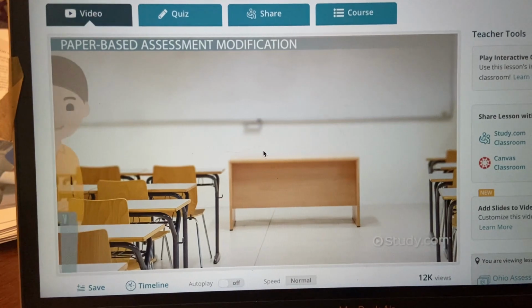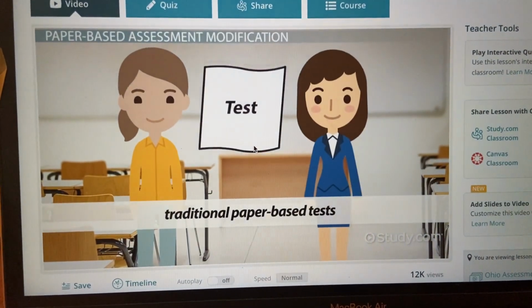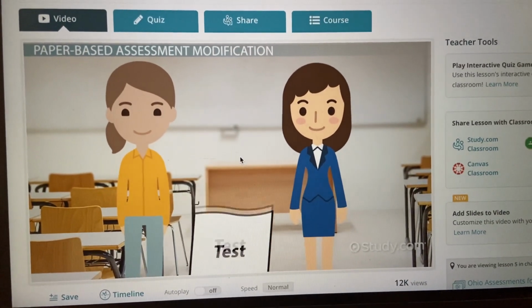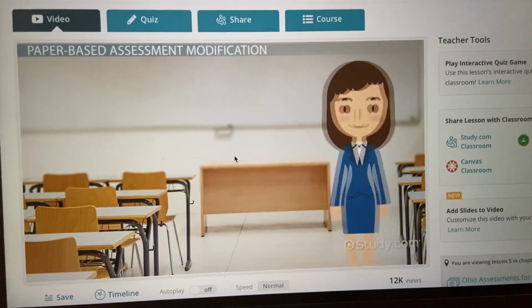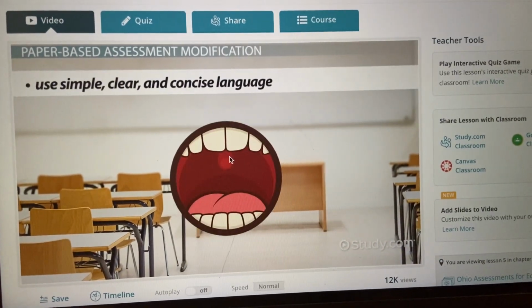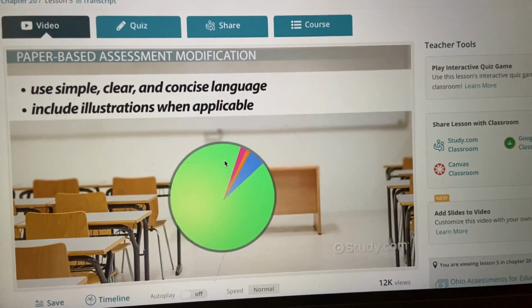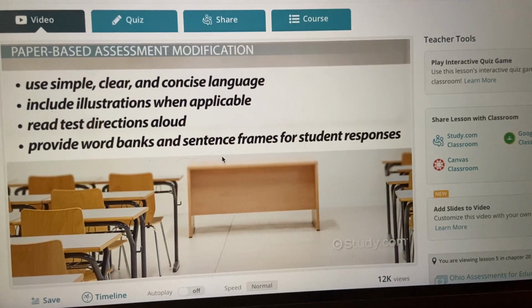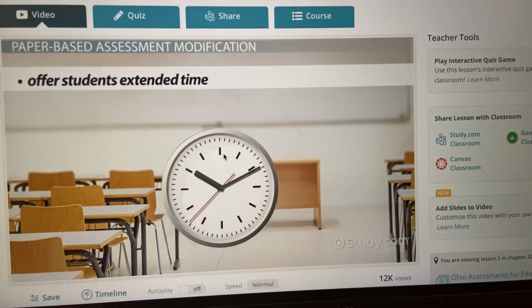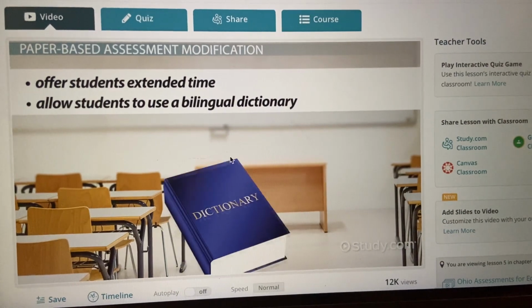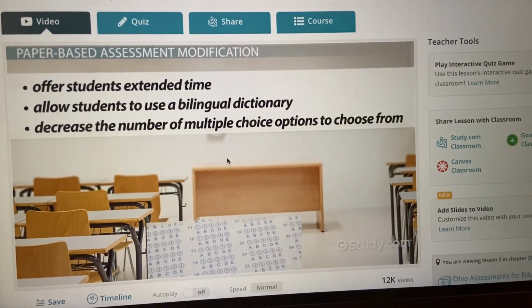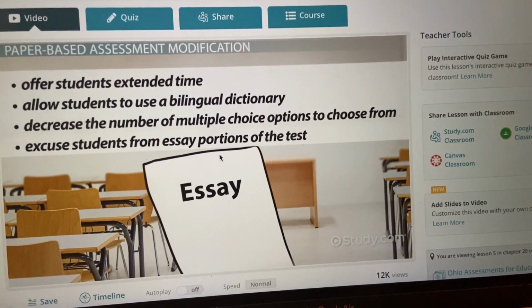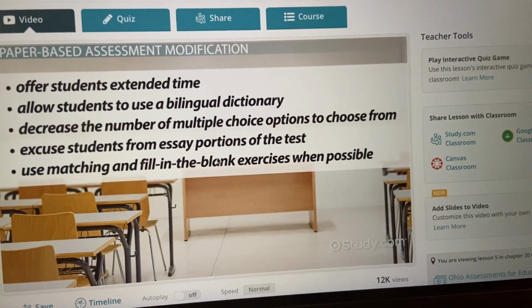Sometimes you won't be able to avoid assessing ELL students with traditional paper-based tests. When doing so, keep in mind the following modifications to make sure you're assessing the content and not the language proficiency. Use simple, clear, and concise language. Include illustrations when applicable. Read test directions aloud. Provide word banks and sentence frames for student responses. Offer students extended time. Allow students to use a bilingual dictionary. Decrease the number of multiple choice options to choose from. Excuse students from essay portions of the test, and use matching and fill-in-the-blank exercises when possible.